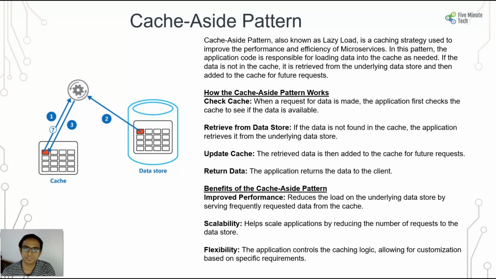The benefit of the cache aside pattern is that it improves performance, because you have cached the specific response for the requests coming through, and it helps with the scalability and flexibility of your service. That was the detailed description of all these patterns. Now we'll get into the code, implement all these patterns, and see how we can use them in our application.